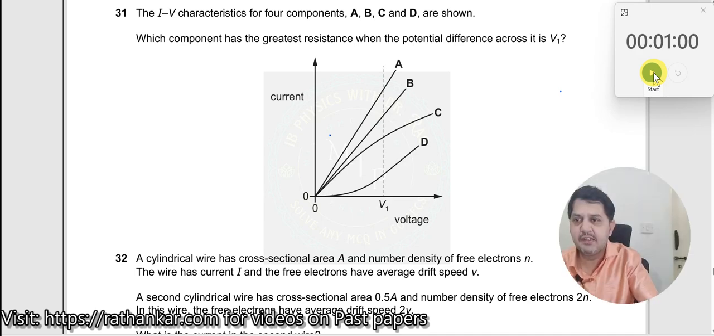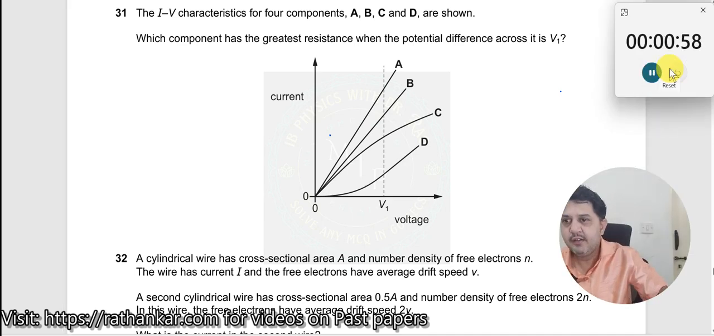Okay, question number 31. Which IV characteristics of four components A, B, C and D are shown? Which component has the greatest resistance when the potential difference is V1? This is V1. He is asking you for which of these devices the resistance is higher.